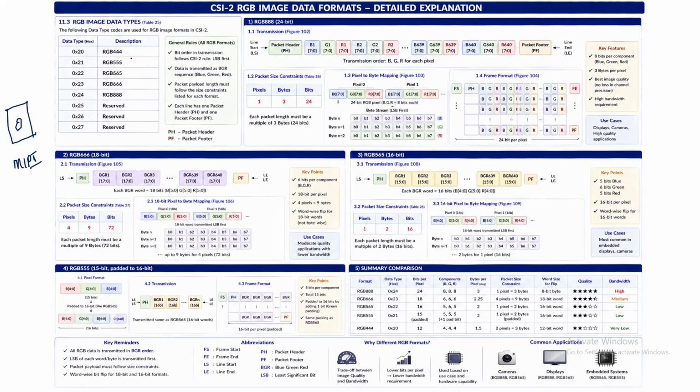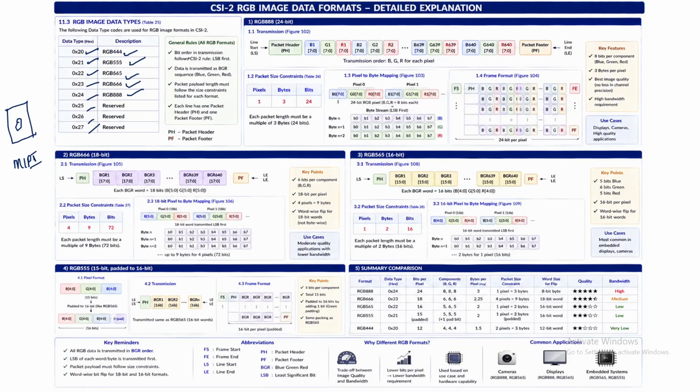For that, different types of RGB models are there. See, these are different data types, 20, 21, 22, 23, 24, 25, 26, 27. We have different bits, and all these are different data types related to RGB: RGB 444, RGB 555, RGB 565, RGB 666, 888. Based on this data type, we transmit the image from the transmitter side to the receiver side.